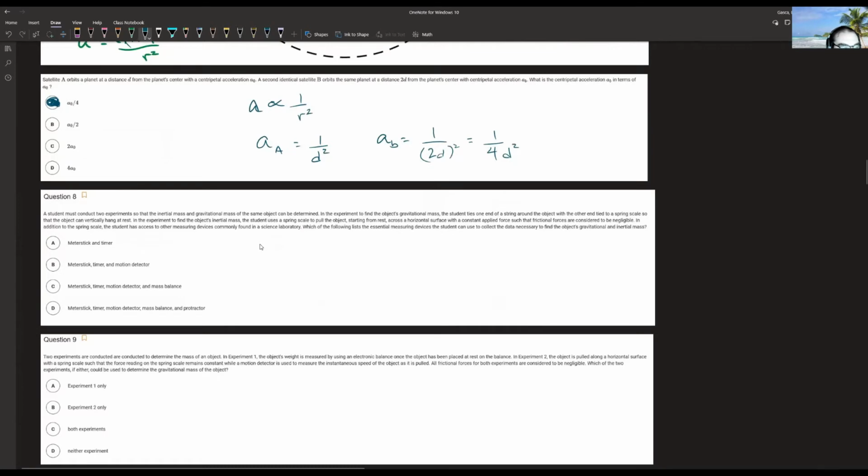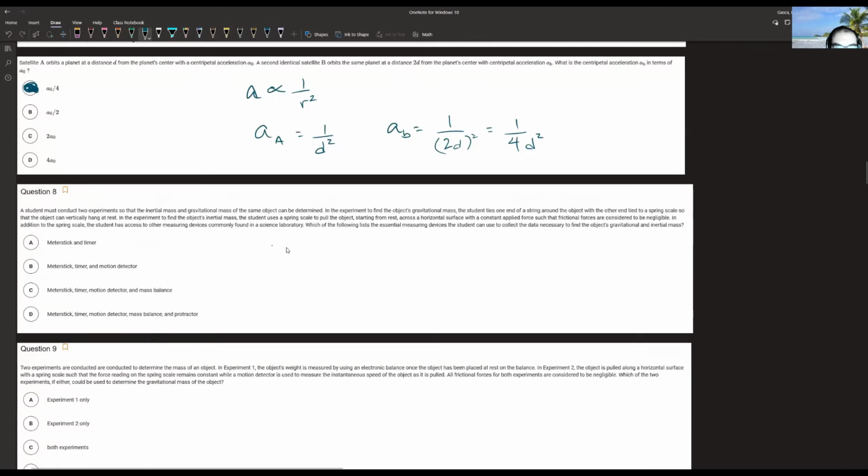Okay, let's go ahead and look at this next one. Question 8. Two students must conduct experiments so that the inertial mass and the gravitational mass of the same object can be determined. In the experiment to find the object's gravitational mass, let me actually pull up the highlighter. Ooh, that is a tad too thick. The student ties one end of a string around the object with the other end tied to a spring scale so that the object can hang vertically at rest.